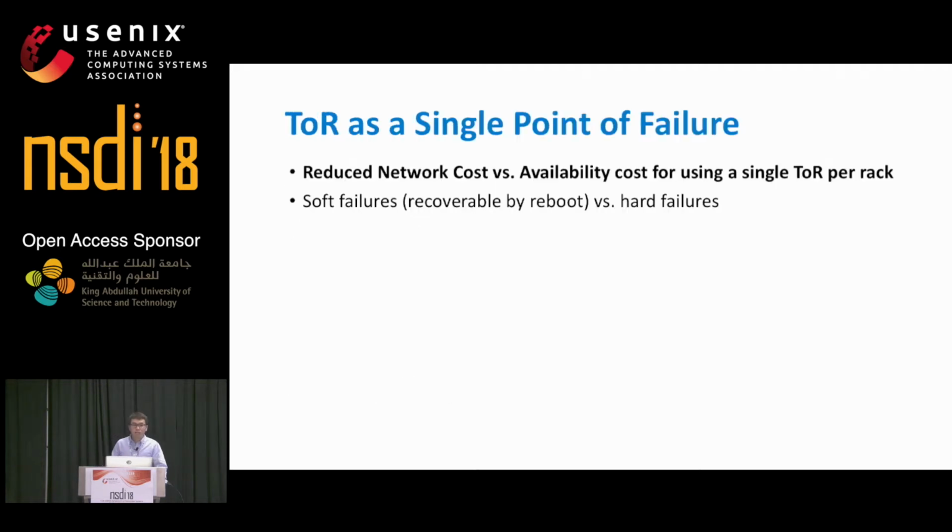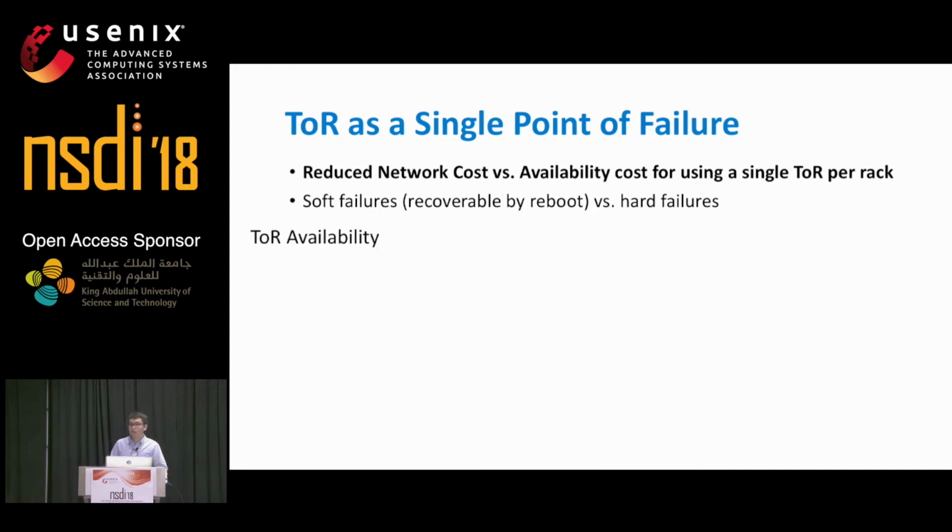The first one tries to quantify the impact of ToR as a single point of failure. As we all know, data center designers choose a single ToR per rack to reduce networking cost. But what is the impact of that on VMs, since now ToR becomes a single point of failure? Now we can finally use Deepview's data to actually quantify that impact. From our data, we see that there are 2 types of unplanned ToR failures. There are soft failures, which can be recovered by simply rebooting the ToR, versus hard failures, which require the ToR to be manually replaced.